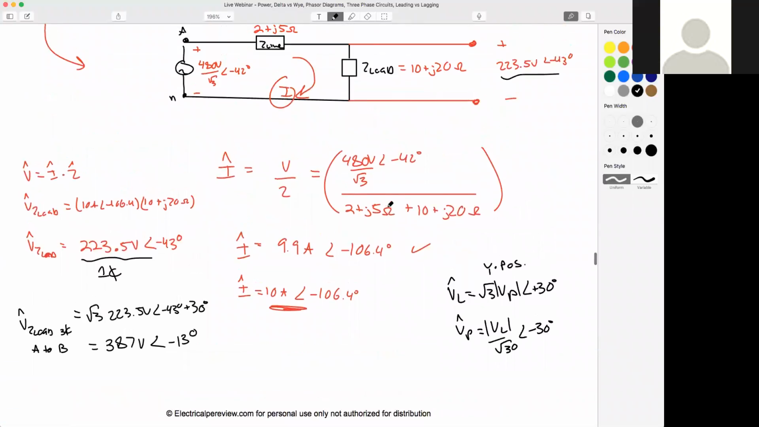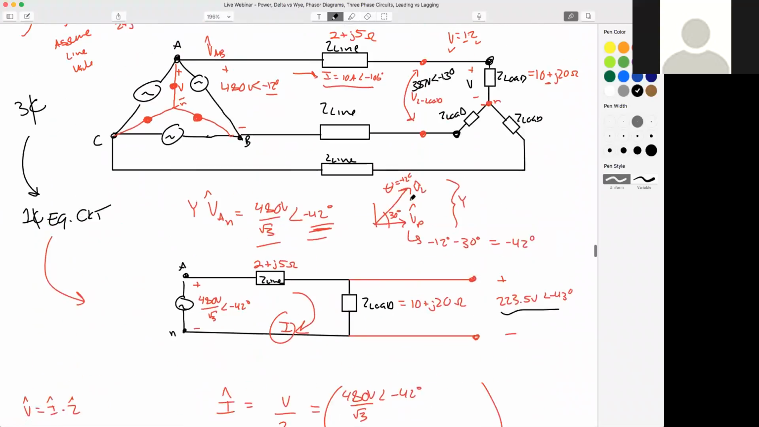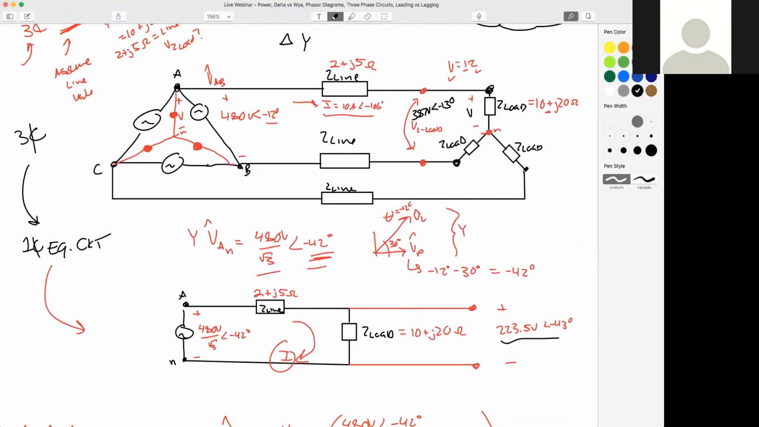How about this? What if the question said, what if we were interested in finding this voltage right here? So this is plus VBC minus. What if it asked, okay, I gave you the A line voltage of the delta. I gave you both the magnitude and the angle, but I'm actually interested in finding the B line voltage of the load. How would we find that?